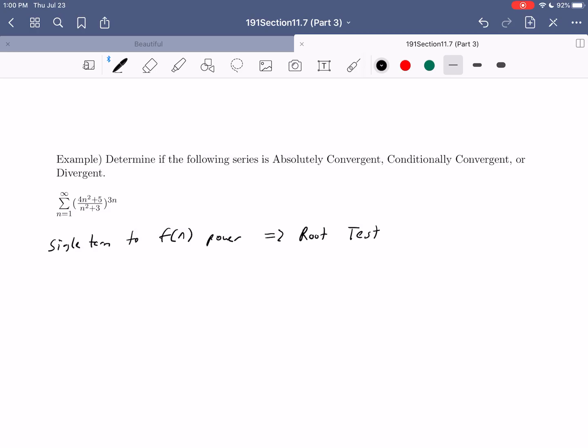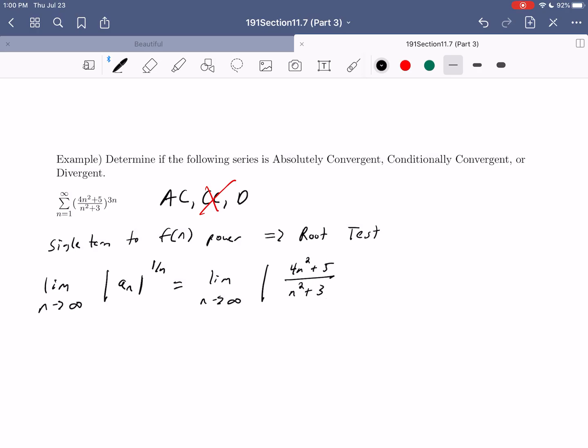Because what are you going to do in root test? You're going to take this whole thing and put it to the 1 over n, and that's going to cancel nicely with that there. So root test seems like a good choice here. Also keep in mind, this thing has always positive terms, so we can rule out conditional convergence here. Okay, let's look at this root test. Limit as n goes to infinity of the absolute value of a_n to the 1 over n. That's going to be the limit as n goes to infinity of 4n squared plus 5 over n squared plus 3 to the 3n, and then all of that to the 1 over n.